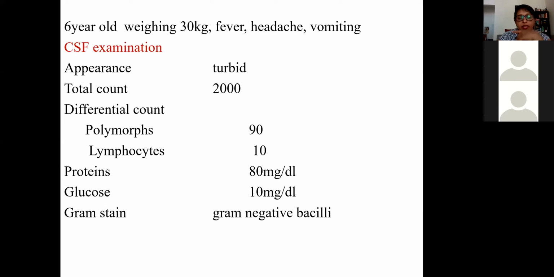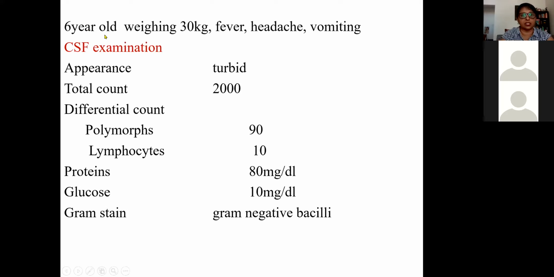Then proteins, is it elevated here? What is the normal protein? 15 to 45. So this is elevated here, isn't it? Glucose, is it elevated or reduced? Reduced. And the Gram stain is gram negative bacilli. So this picture is about the CSF examination of bacterial meningitis. The glucose is reduced, protein is elevated, cells are also increased. So it is a bacterial meningitis.